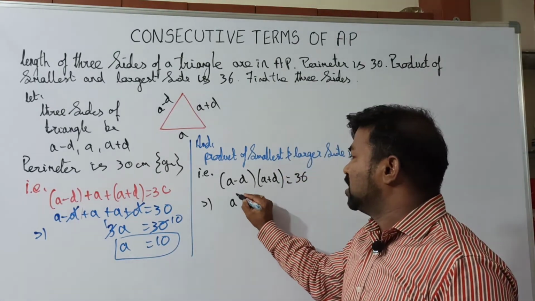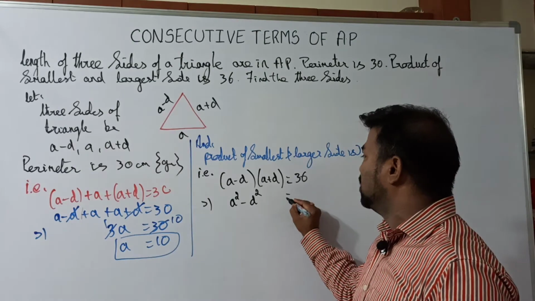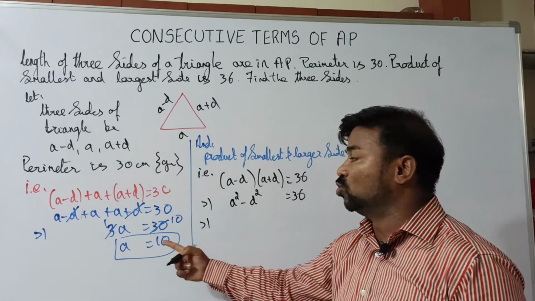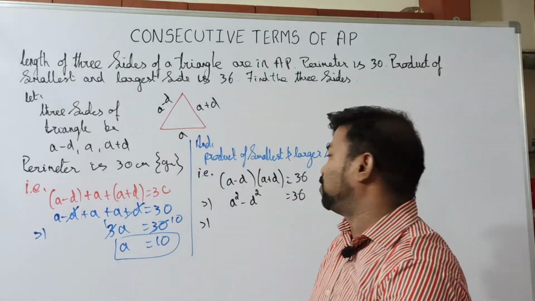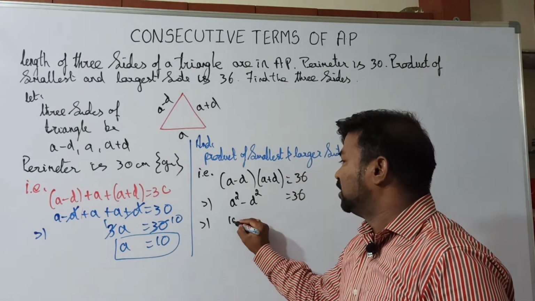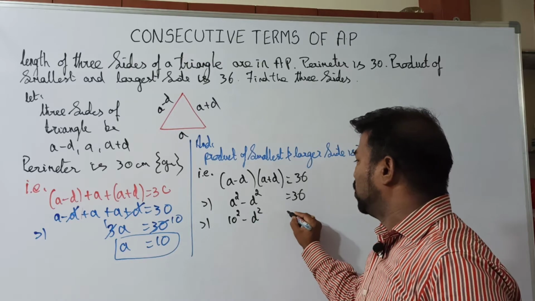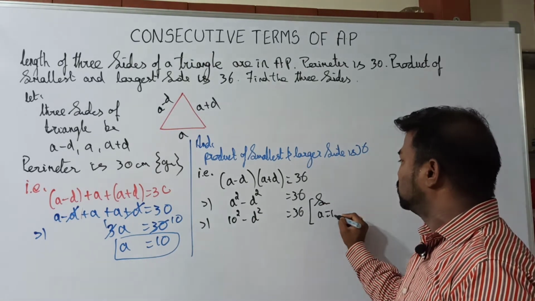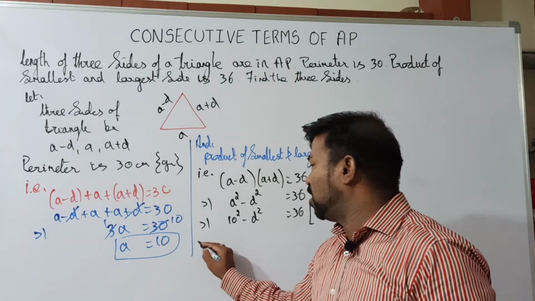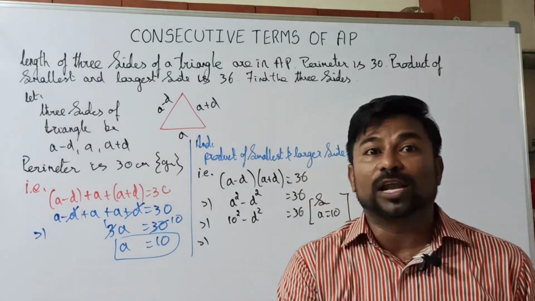Now straight away, A square minus D square equals 36. But of course, we already know the value of A, which is nothing but 10. Let's plug it in. 10 square minus D square equals 36. From where did you get that? Since A is equal to 10. We are all set with that. Now, what's our ultimate plan? To get the value of D here.